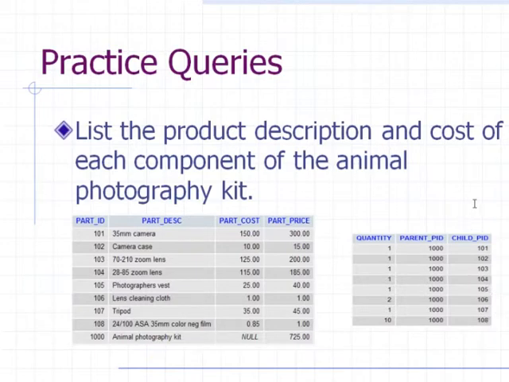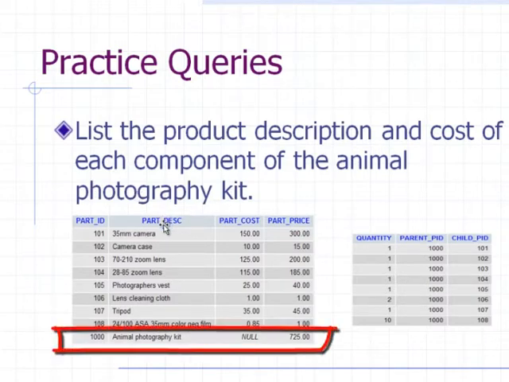Using this example, let's look at one practice query. The query is: list the product description and the cost of each component of the animal photograph kit. So what we need to do is, using the part table, you may try to find this animal photographic kit. So the part description, you read this.